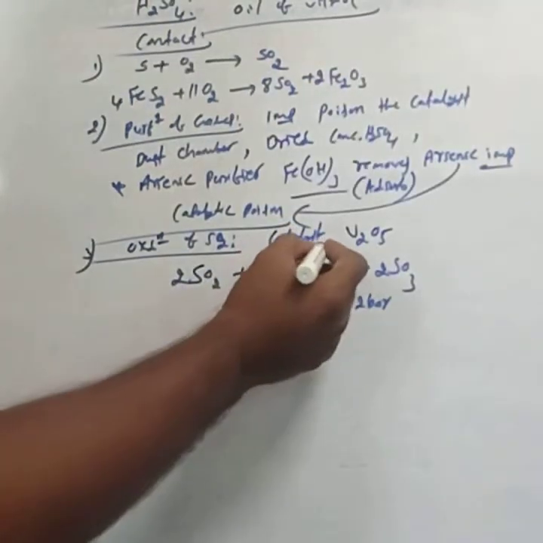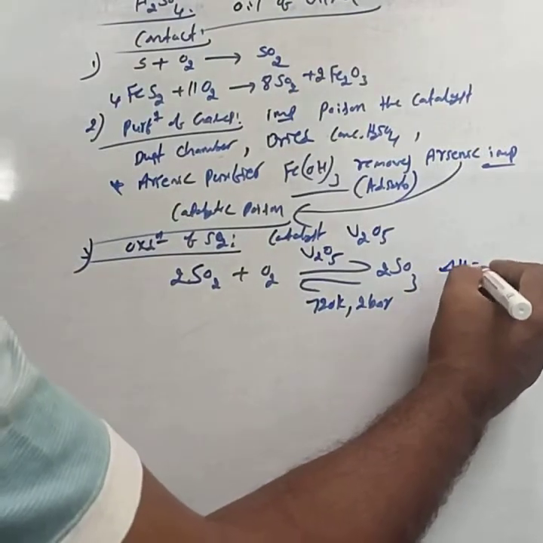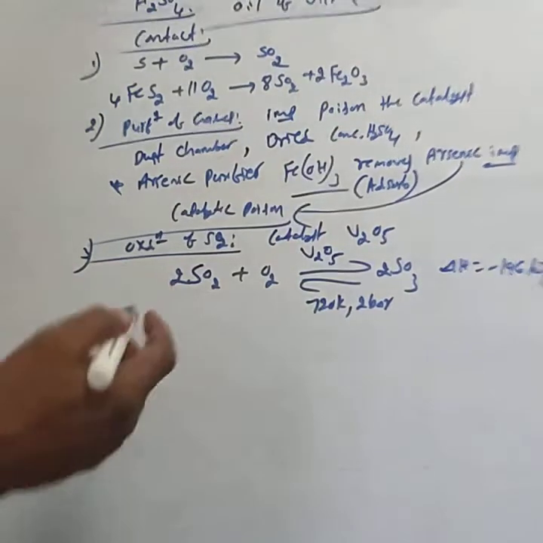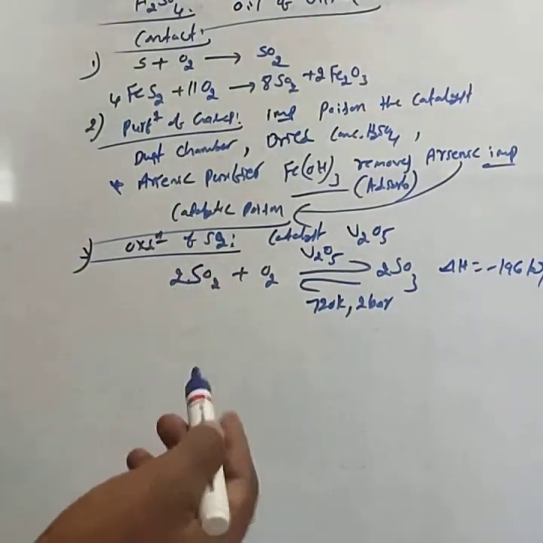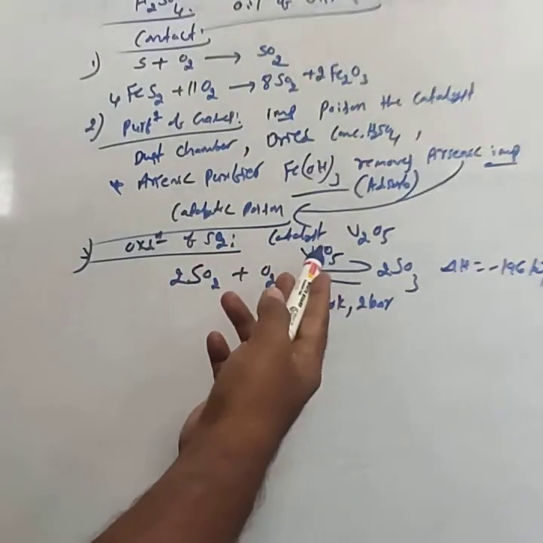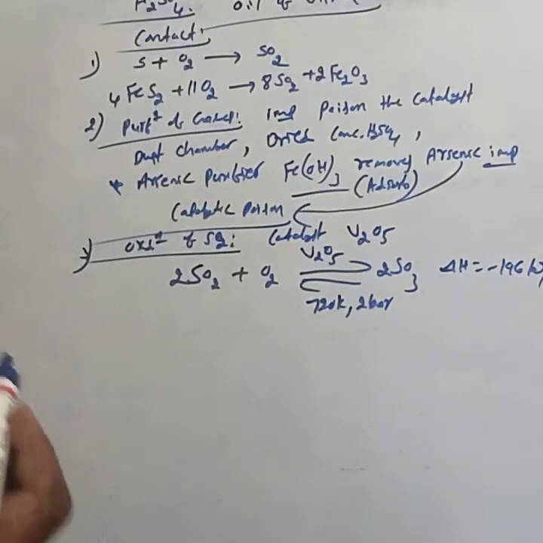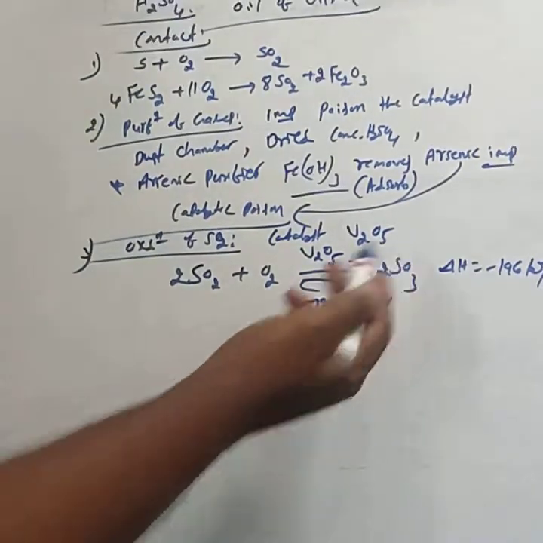This is an important one. Conditions are important. And the enthalpy of this reaction is minus 196 kilojoule per mole. That is the oxidation of sulfur dioxide: the purified gases are passed through a preheated catalyst chamber packed with vanadium pentoxide, where sulfur dioxide is oxidized to sulfur trioxide.